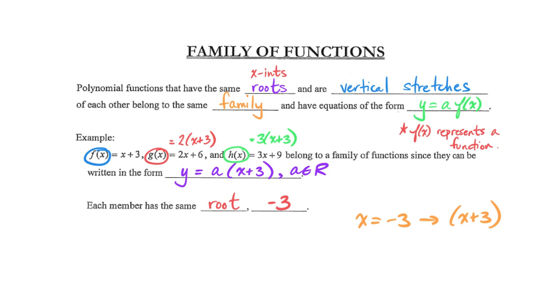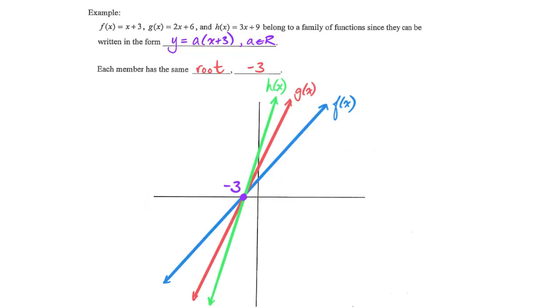Okay, there is our family notation. Now, I want to switch gears a little bit and see what that looks like as a graph. If you take a look, I just put on a quick sketch. You'll see a set of axes, and I have put on my blue F, my red G, my green H. You will notice that each one of those graphs is a vertical stretch of the other.